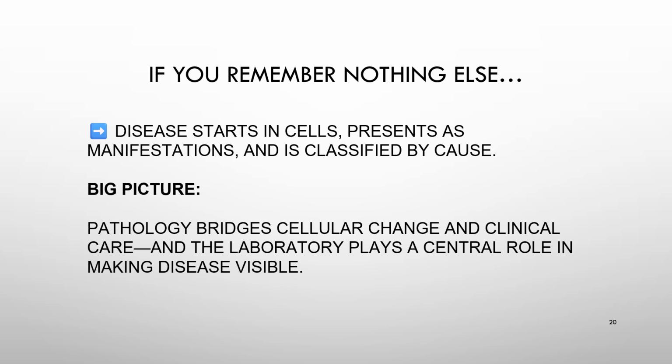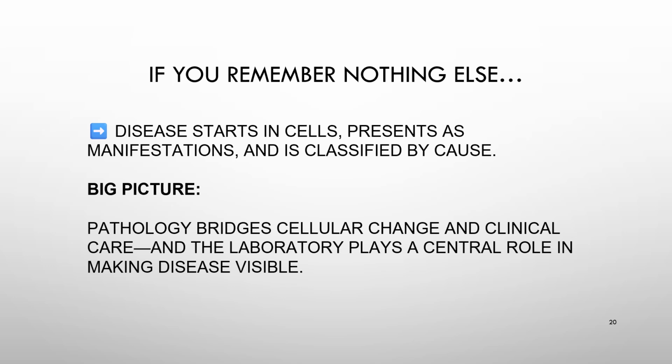So this is our last slide for lecture 1, and it's the one I care about the most. If you remember nothing else from this chapter, remember this. Disease starts in cells. Every disease, no matter how it shows up, begins with a cellular change. Disease presents as manifestations. That's what we recognize clinically. Symptoms the patient reports, signs the clinician observes, and laboratory or imaging findings that confirm what's happening. Disease is classified by cause, external or internal, known or unknown, treatment-related or hospital-acquired. Classification helps us understand why disease occurred and guides care.